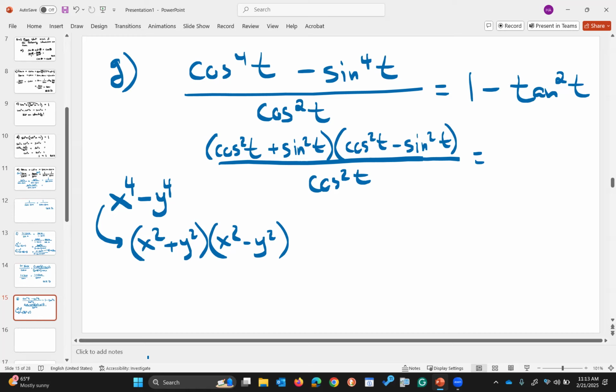Not the route that I took. Kaylin is getting to something here. Class, what is cosine squared t plus sine squared t? That's a 1. So now we have ourselves cosine squared t minus sine squared t all over cosine squared t.